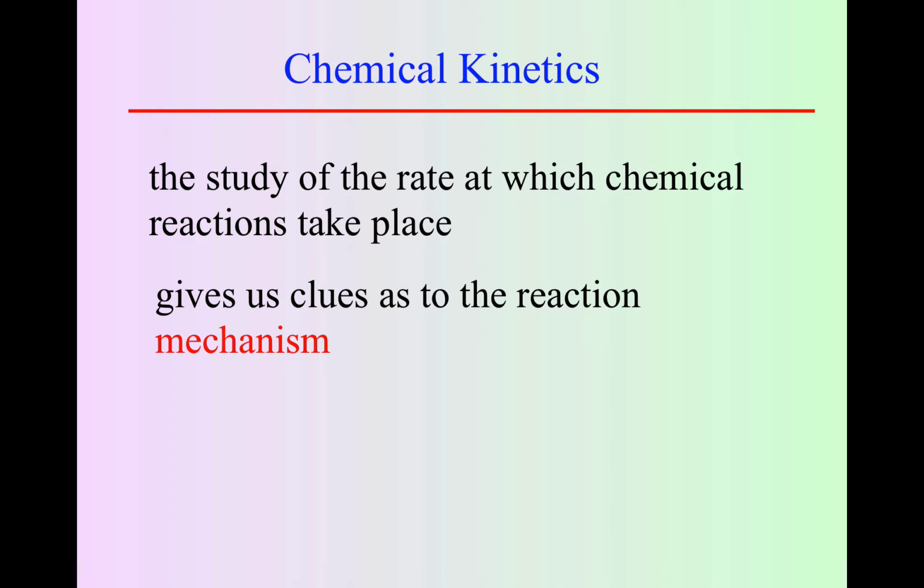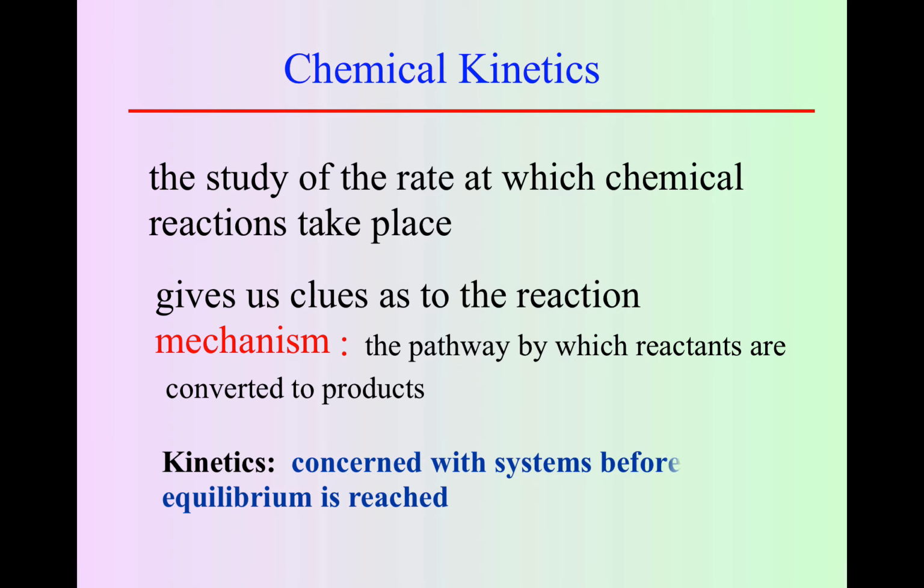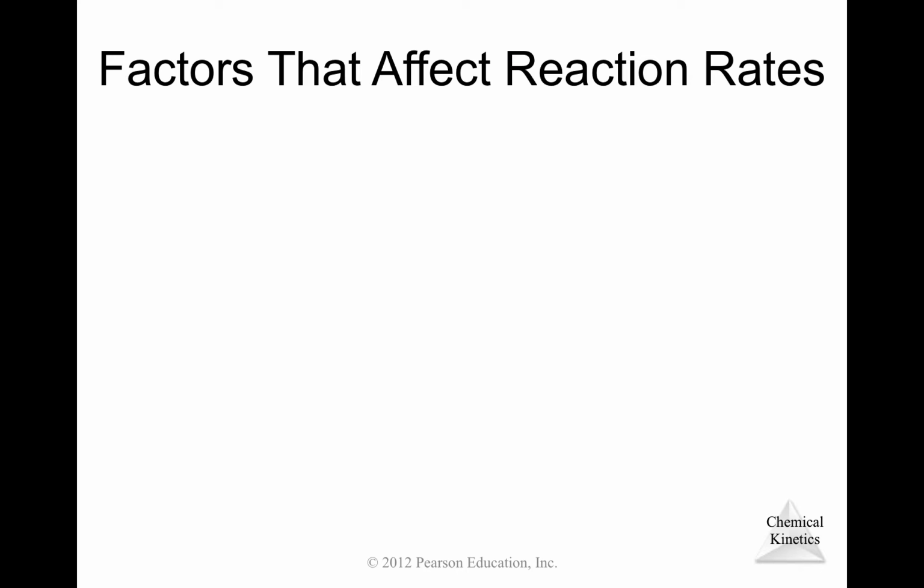All you get is something conforming to the law of conservation of mass: how many atoms are going in, how many atoms are coming out. So when you study rates of reaction, you're also studying that pathway that the reactants have to go through in order to get to products. Factors that affect rates of reaction.